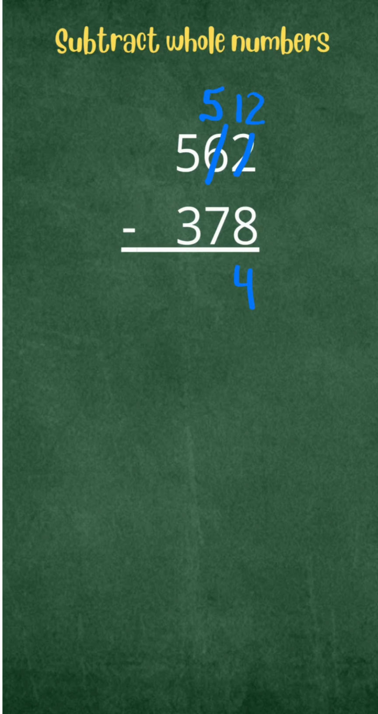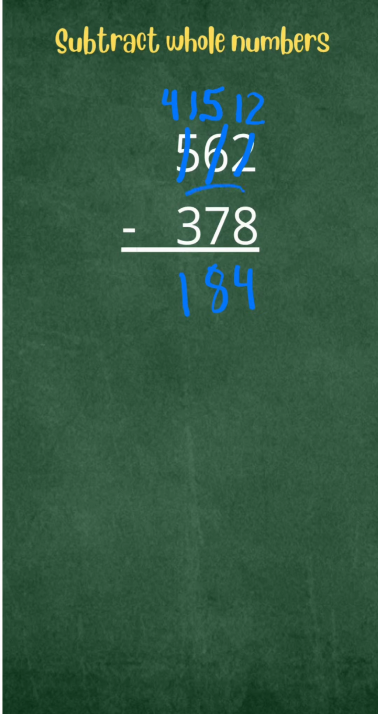Now let's look at the second column. 5 minus 7. Again, we cannot subtract because 7 does not come out of 5. So we're going to borrow again. Cross off the 5, it becomes a 4. And we're going to add 10 to that 5, so it becomes a 15. Now, 15 minus 7 is 8. And then 4 minus 3 is 1. All right, so our answer is 184.